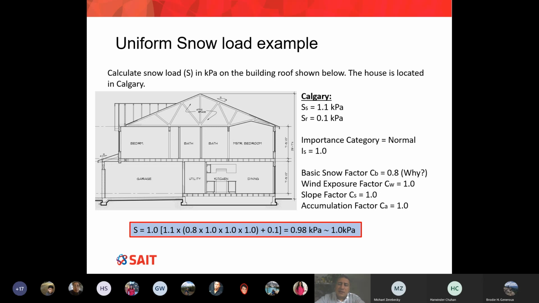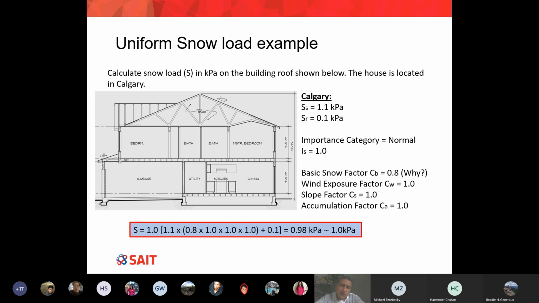Now, the last one, the accumulation factor, C sub A, is equal to 1. Why is the accumulation factor equal to 1? Because simply on the section you see, there is no roof projection and there is no multi-level. So there is no reason for accumulation, and whenever there is no reason, the snow accumulation factor will be 1. It means the snow will be uniform. Now it's time to put all those into the snow equation.